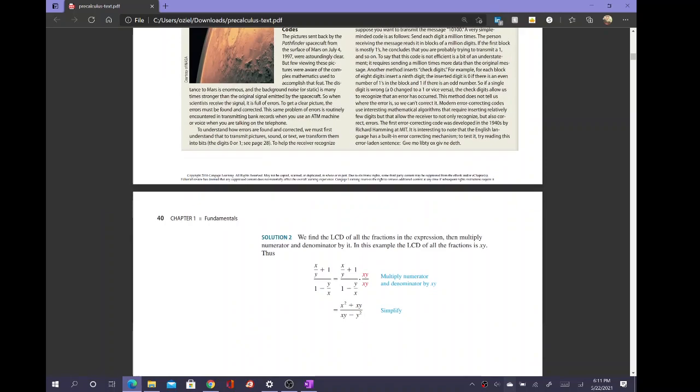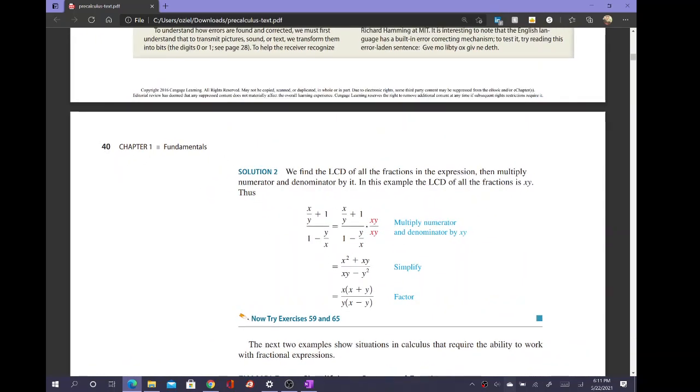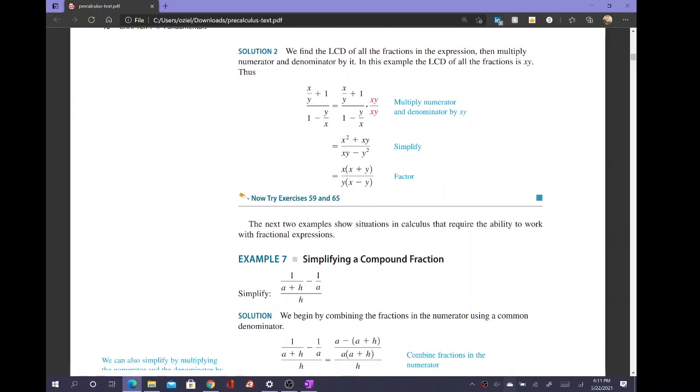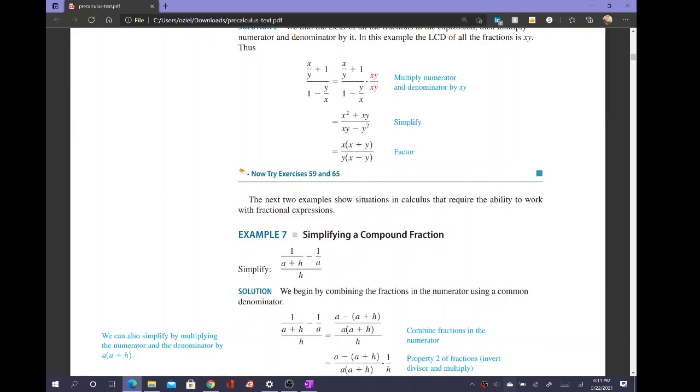Let's see here, what else? This is another way of doing it. In reality, I don't see how they did it this way, but you can look at this, and if this makes more sense to you, then that's great. But I honestly wouldn't do it this way.